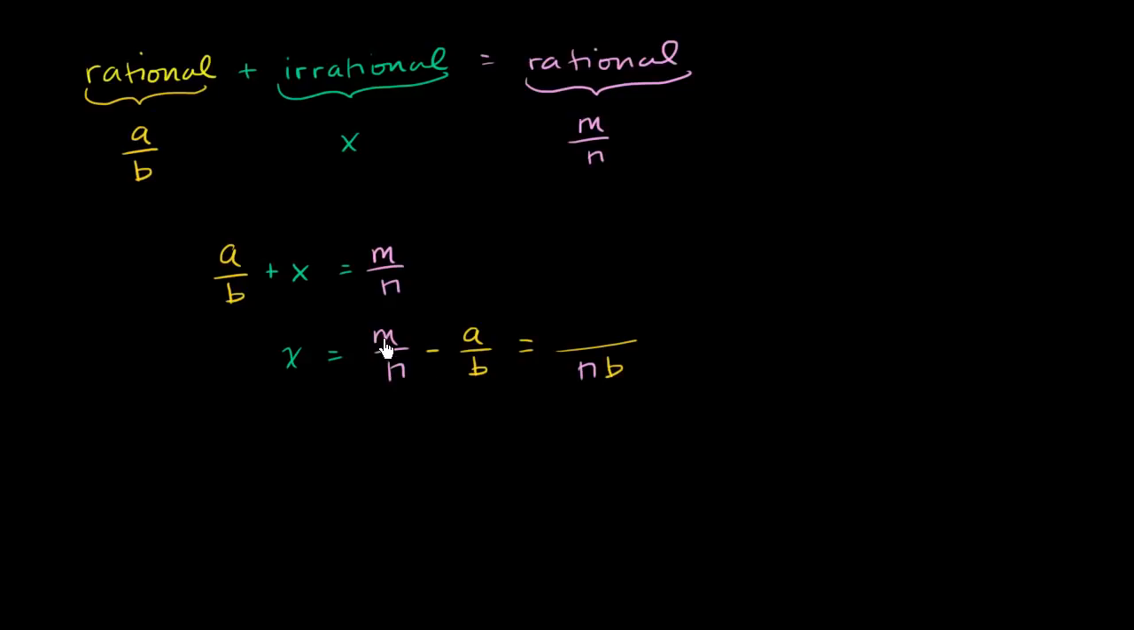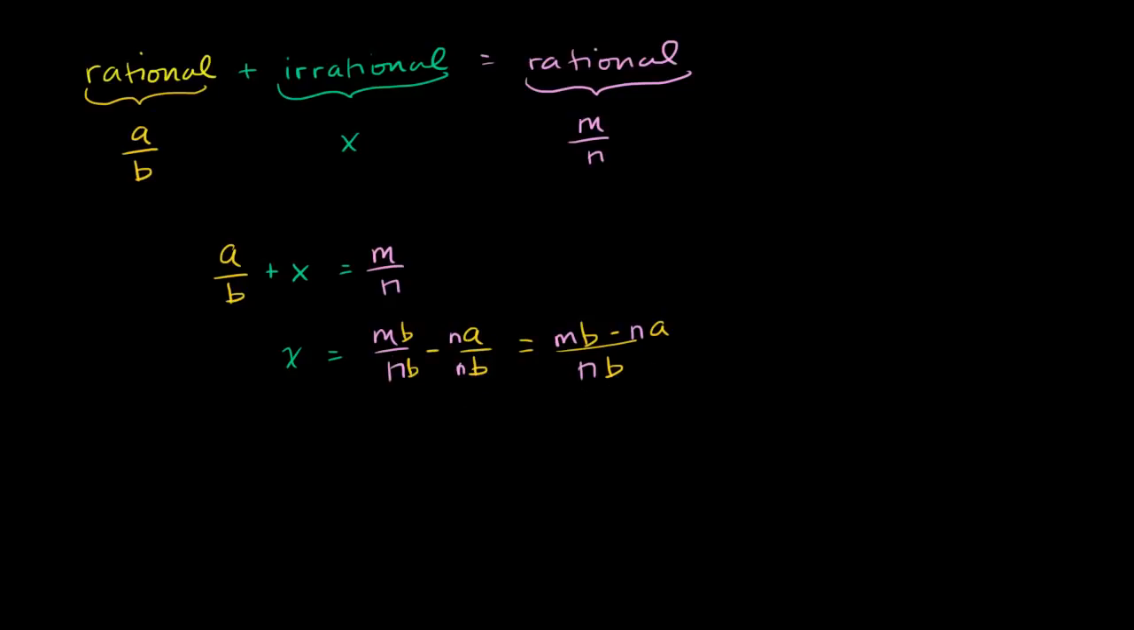And then m over n is the same thing as mb over nb. So this would be mb. I'm just adding these two fractions. mb minus, a over b is the same thing as n times a over n times b. So minus n times a. All I did is I added these two fractions. I found a common denominator. So let me make it clear. I multiplied this one by b, and then I multiplied this one by n, and I just added these two things, and I got this expression right over here.